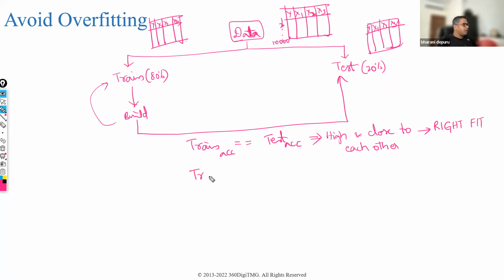If your training accuracy is high, however, if your test accuracy is low, if your training accuracy is high and test accuracy is low, this scenario is called overfitting or variance.